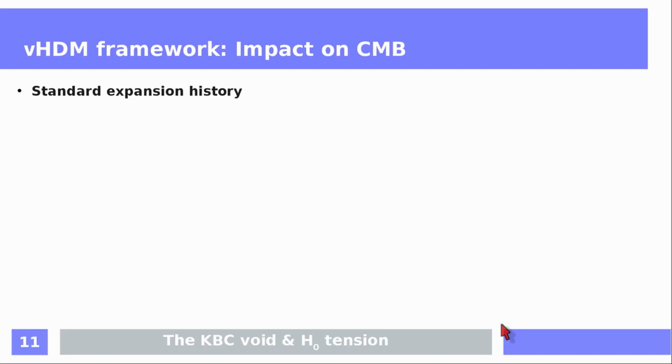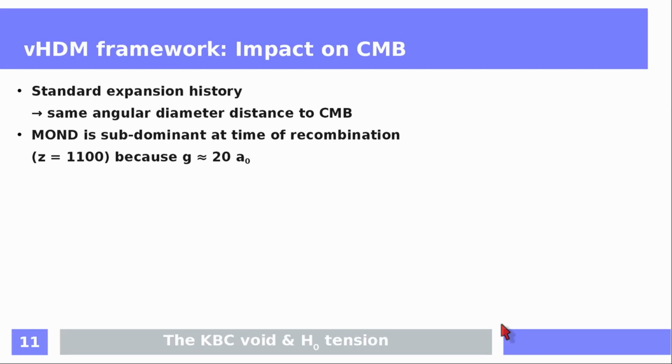Now, in this new HDM framework, one important aspect is the cosmic microwave background radiation. Because we have a standard expansion history, the angular diameter distance to the CMB is the same. Now, what I'm going to argue next is that the actual physics of the early universe, the plasma physics, should also be the same. There's a couple of reasons for that. One of them is that the gravitational fields are about 20 a0, meaning that the problem is still in the Newtonian regime. So MOND does not change the gravity at that epoch.